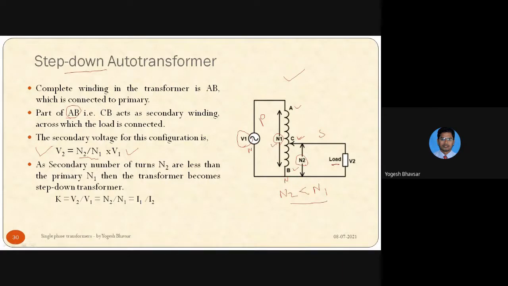Now, what is the possibility here? See, this C point will be here, which is the zero voltage. Whenever the C point is exactly at B, then no voltage will be at the secondary. Whenever the C point is at A, then the maximum voltage will be at the secondary.